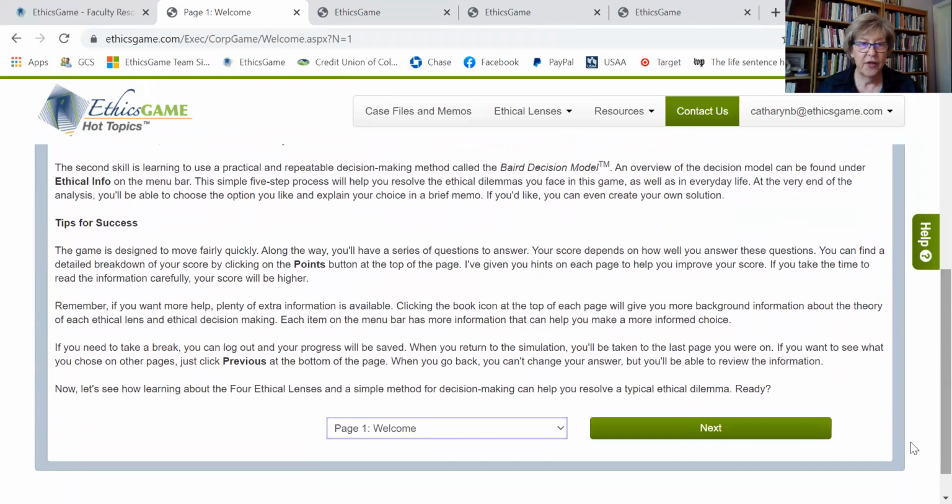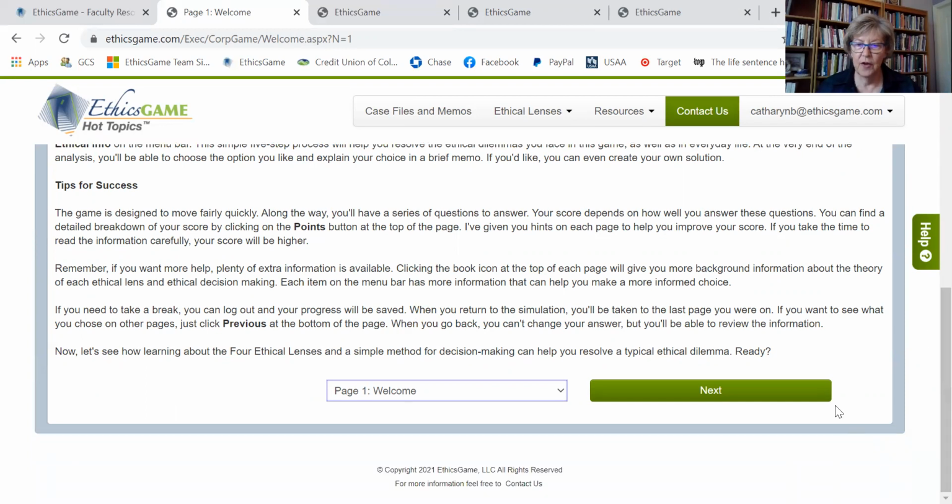And the notion down here on the tips for success becomes really important. The game is moving quickly. It shouldn't take you very long on each page. You've got lots of information available, and so you can move on. So let's go to the next page.